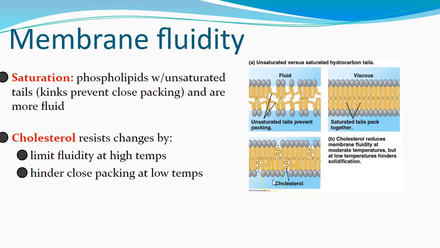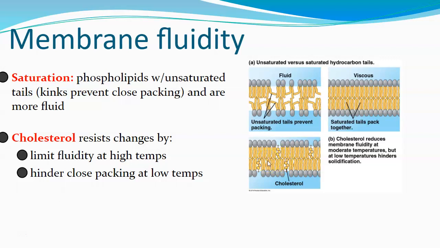Cholesterol is able to resist change. Cholesterol reduces fluidity. It prevents the phospholipid tails from moving around. It acts as a structural barrier. And it has a temperature component as well. So, for example, at high temperatures, it makes the membrane less fluid, so there's not going to be everything moving around.